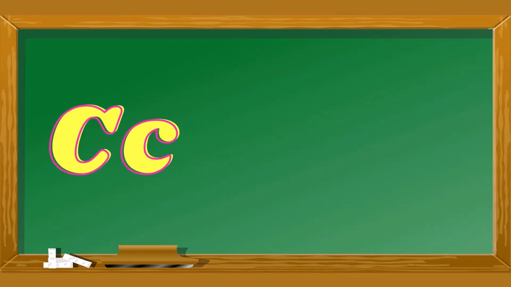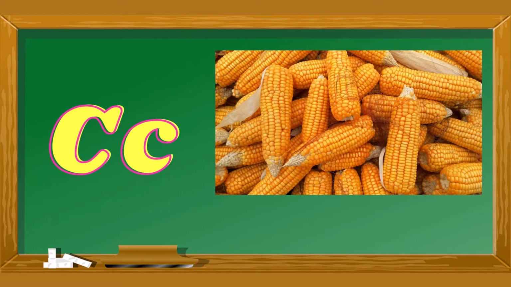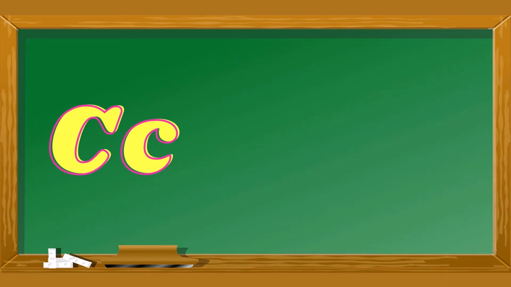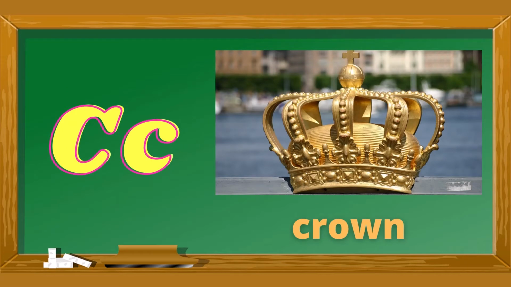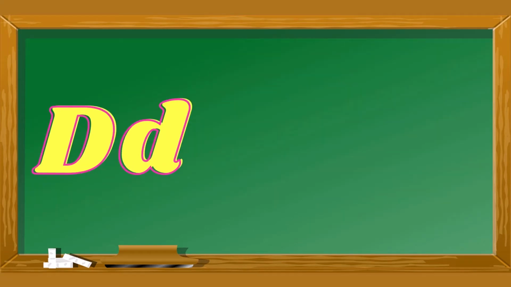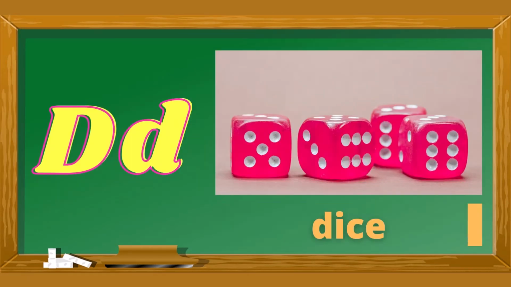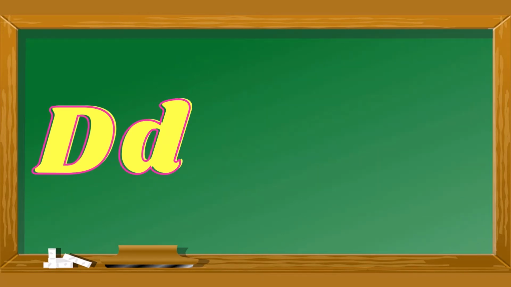Letter C. C for corn. Letter C. C for crown. Letter D. D for dice. Letter D. D for dog.